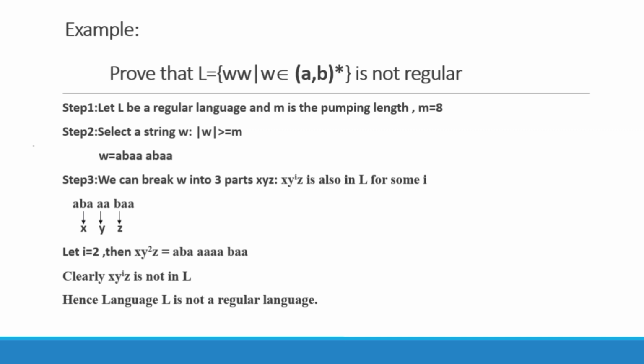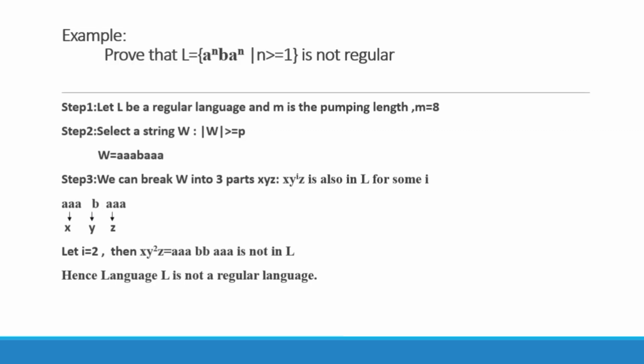We can break w into 3 parts. We can select y in any way. The splitting depends on w. While selecting, y should not be empty and |xy| ≤ m. Here I am splitting xyz as x contains aba, y contains aa, z contains baa. Let i = 2, then xy^2 z = aba aaaa baa. Clearly xy^i z is not in L. Hence, language L is not a regular language.